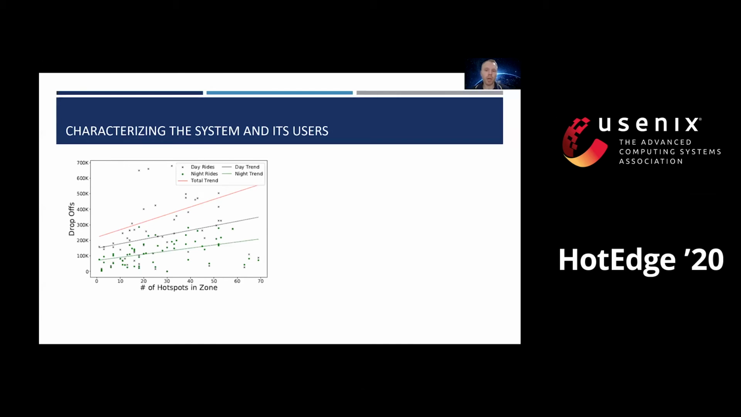In this graph, the y-axis represents the number of drop-offs in a zone for a period of 3 months. The x-axis represents the number of hotspots in a zone. The black X's mark the daytime rides, the green dots mark the nighttime rides, and the lines in the matching colors are their trends. The red line is the total trend. It can be observed that the demand is changing between different times and different places. We can also see that the two datasets are lightly correlated, showing there is reasoning behind the composition.